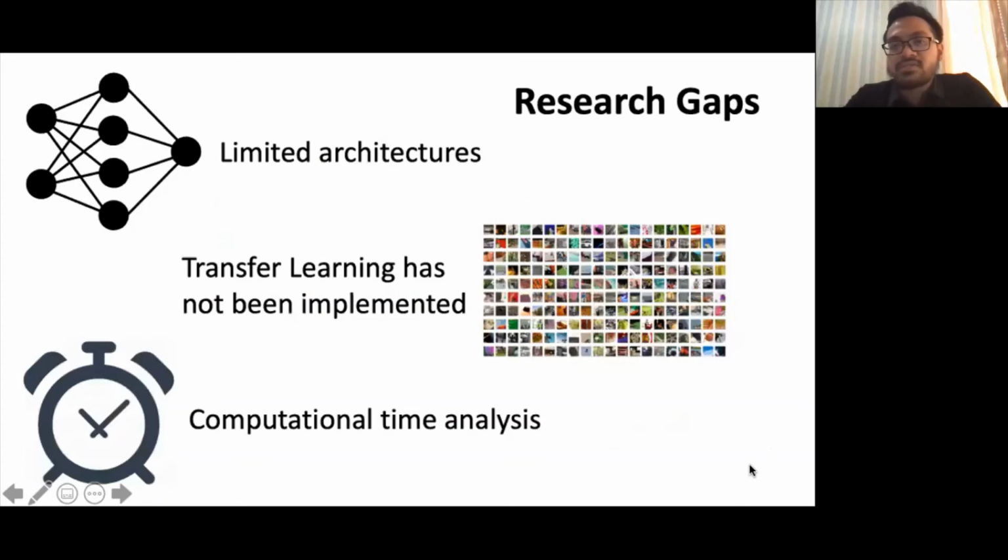The existing research gaps are that several CNN architectures have not been implemented in weather image classification. In previous studies, the transfer learning method was only applied to the AlexNet and VGG16 architectures. No research analyzed the computational time performance of each architecture. This is important because it can be the basis for researchers to choose an architecture that has a good time to performance ratio.